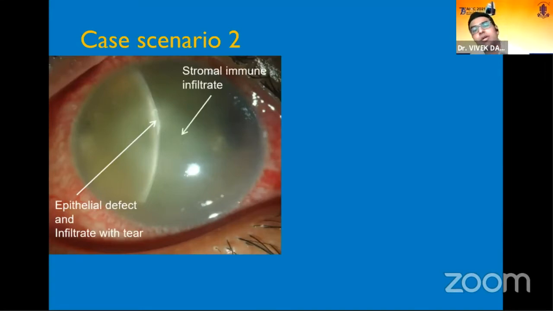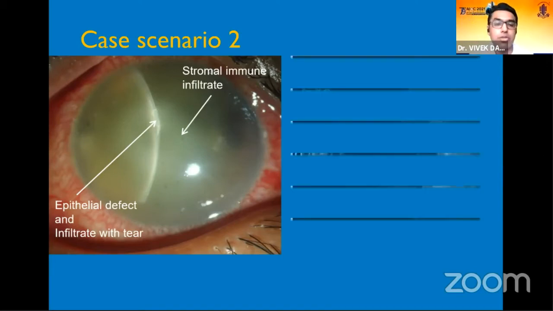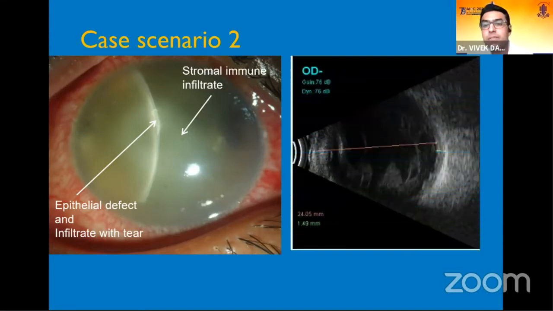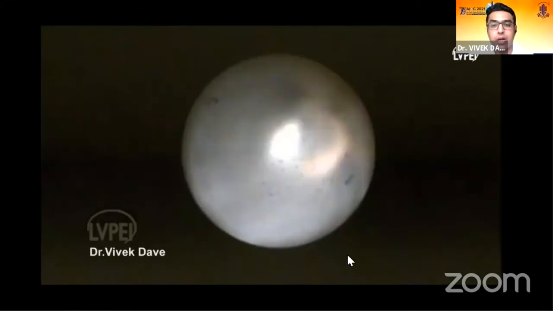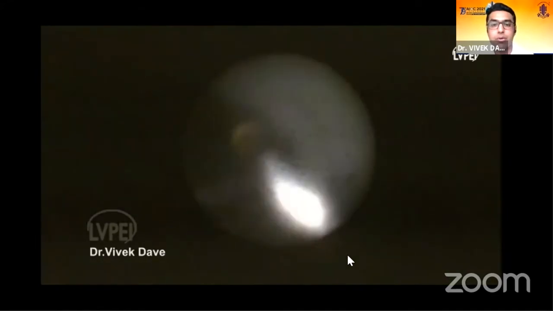Stromal immune rings tend to tell you that it's a fungal infection, or if it's a short history, give you a clinical indicator that it possibly could be a gram-negative organism. The vitreous cavity showing a lot of exudates, retina apparently looking attached. Again, a vitreous biopsy that was taken revealed it to be an Enterobacter species. This patient again underwent an endoscopic procedure wherein we went in, cleared out the vitreous cavity to the extent possible.